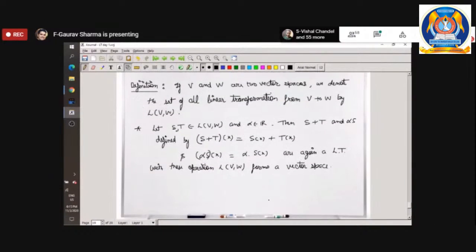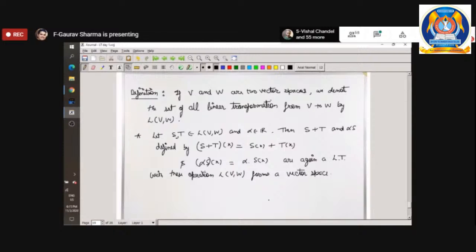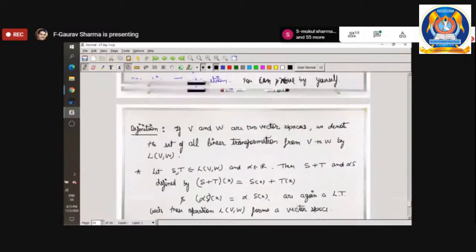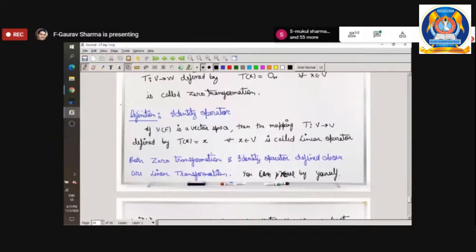Sir, in the definition, why have you written linear operator, identity operator? Yes, because it is defined from V to V itself. Whenever a transformation is defined from a vector space V to itself, we use the word operator, which operates within the vector space. When the domain and codomain are the same, then instead of transformation, we say it's an operator.